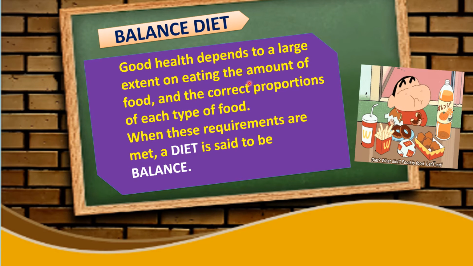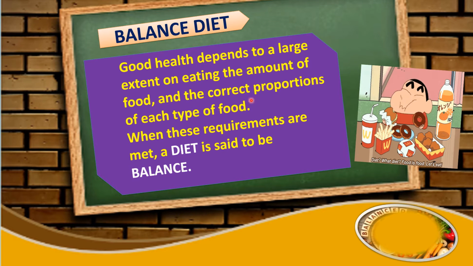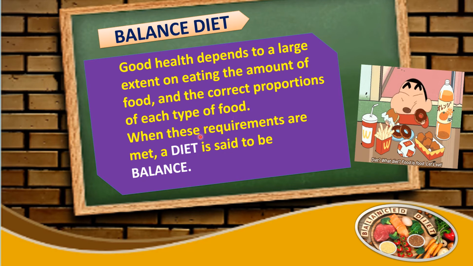A balanced diet is very important because our good health depends to a large extent on eating the right amount of food and the correct proportions of each type of food. When these requirements are met, a diet is said to be balanced. Again, correct proportions of each type of food. So what are those types of foods? We have carbohydrates, proteins, lipids. Make sure it's in proportion, not much, not less.